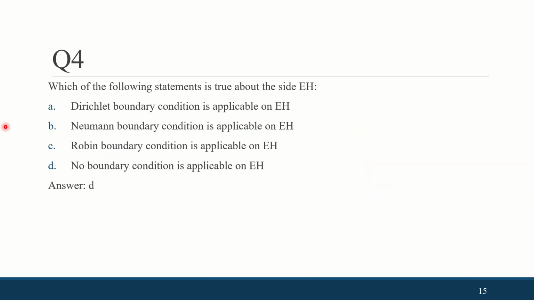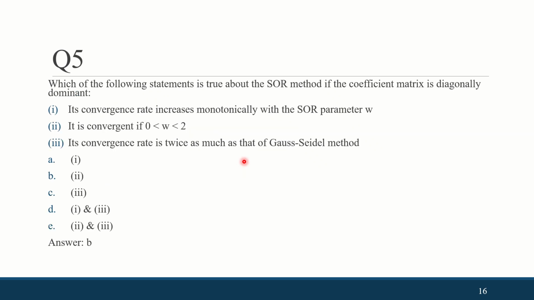So the answer is no boundary condition is applicable on EH because it is in the interior of the plane. No boundaries are present in the EH. EH may be a boundary to the small section, but since we are solving it in the entire domain, we don't require the boundary condition to be applied to the side EH. Now we'll just see question 5.